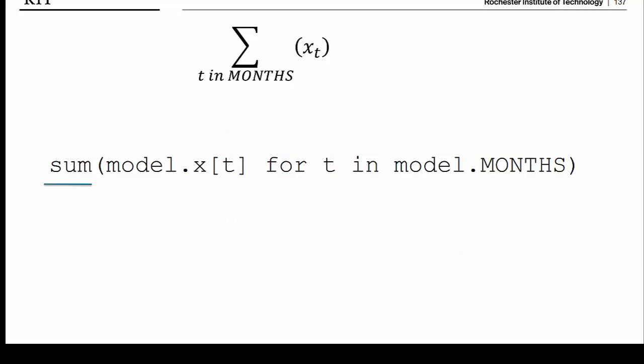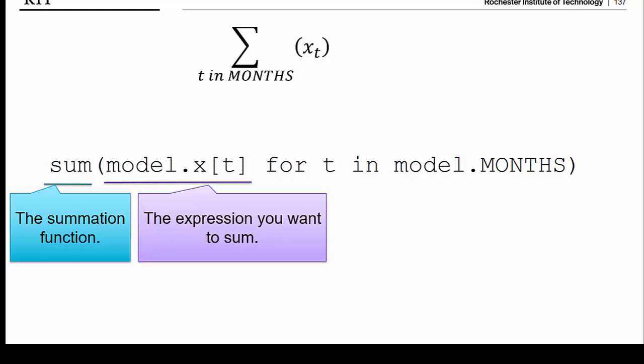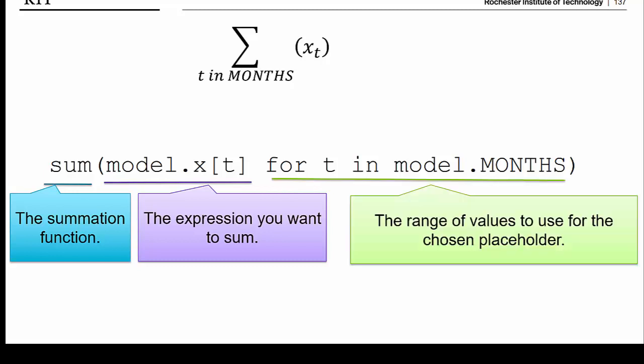So a summation function has three parts. The first part is the word sum. That just says, hey, we're going to sum some stuff up, kind of like saying we have a sigma sign here. The next part is the expression that we want to sum. And then the last part, inside the parentheses, is the range of values for our chosen placeholder.